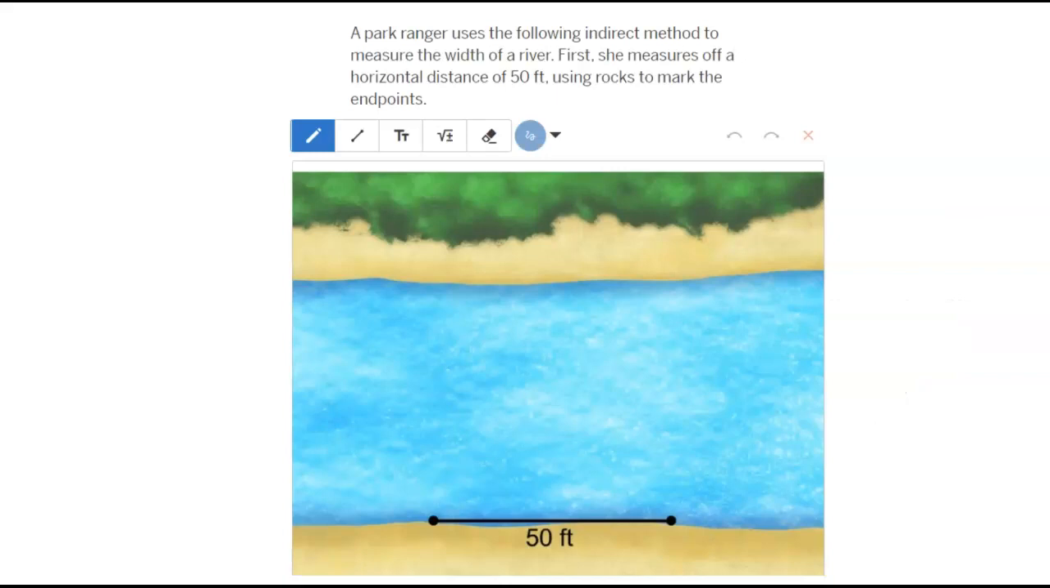In the pictures in your writing assignment, you see that there is a marking of 50 feet across the river, on the side of the river. What you're going to explain is that a park ranger uses the following indirect method to measure the width of the river. The first thing that we're going to do is measure off the horizontal distance of 50 feet using rocks. So let's just go ahead and put some rocks on here for us.